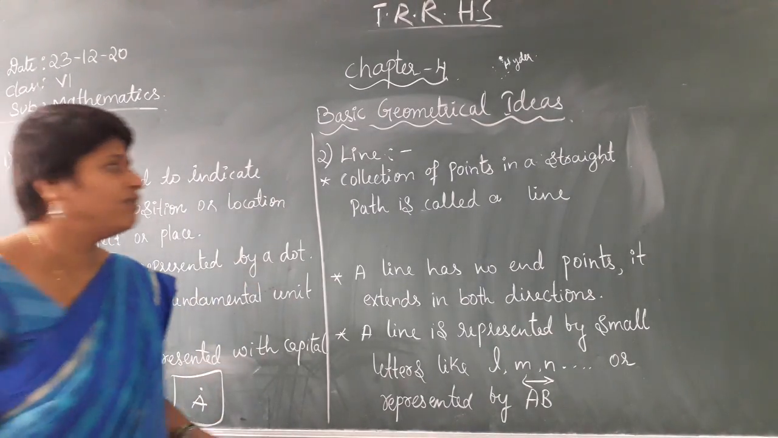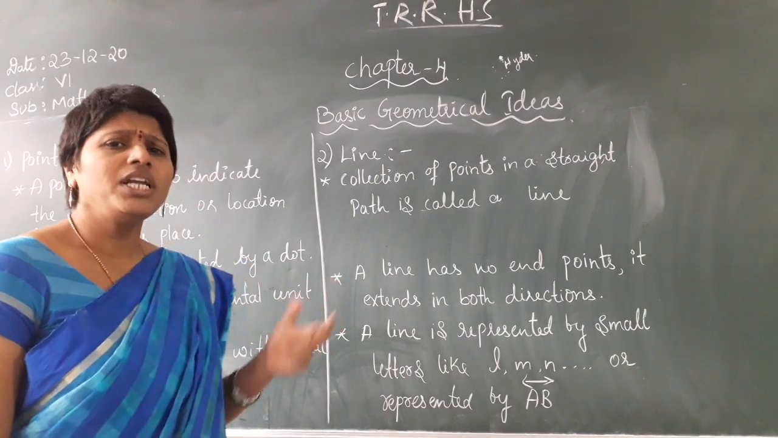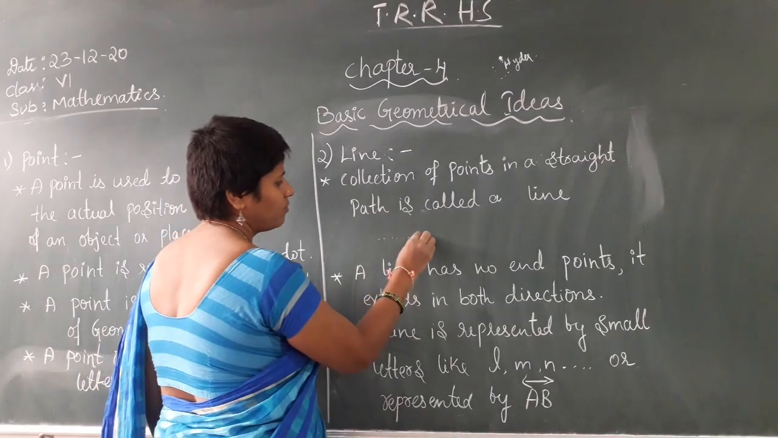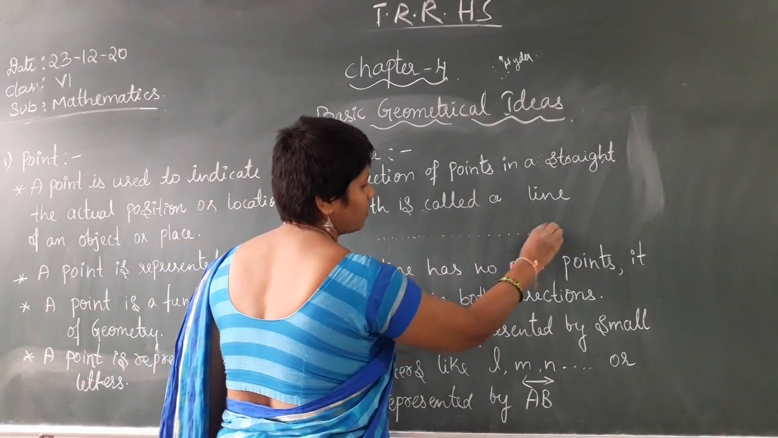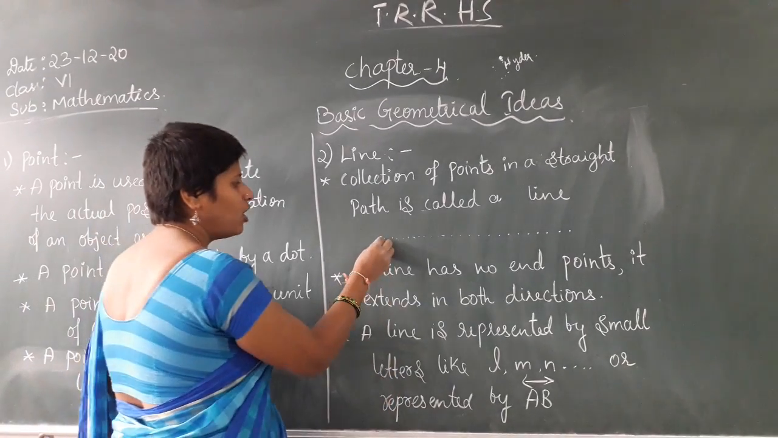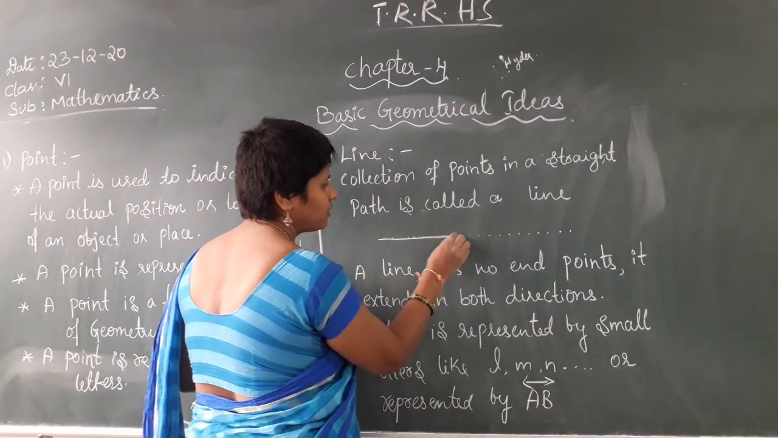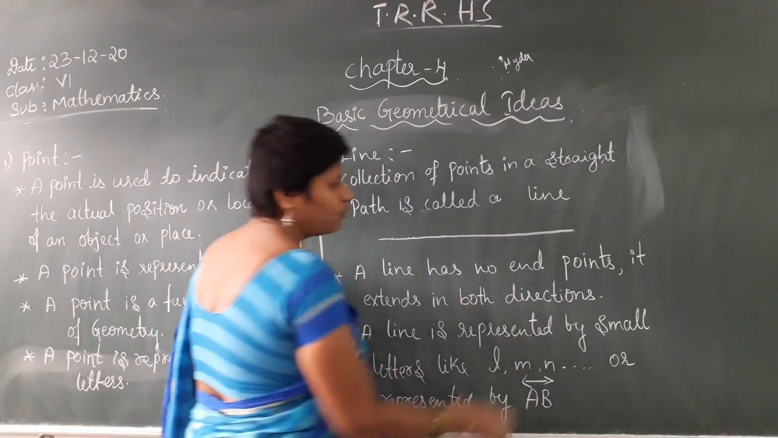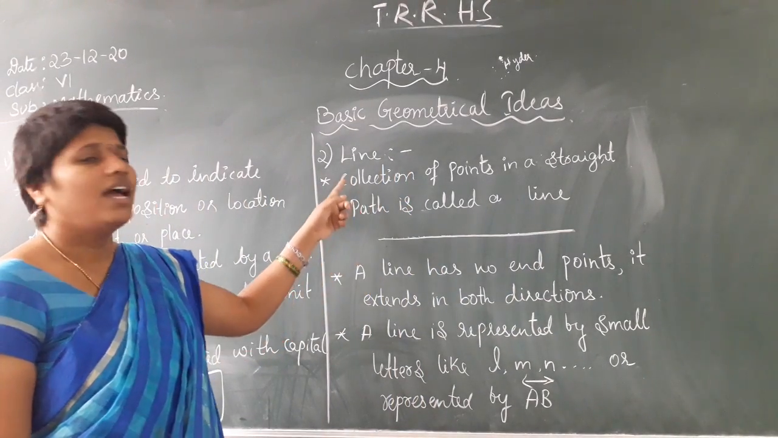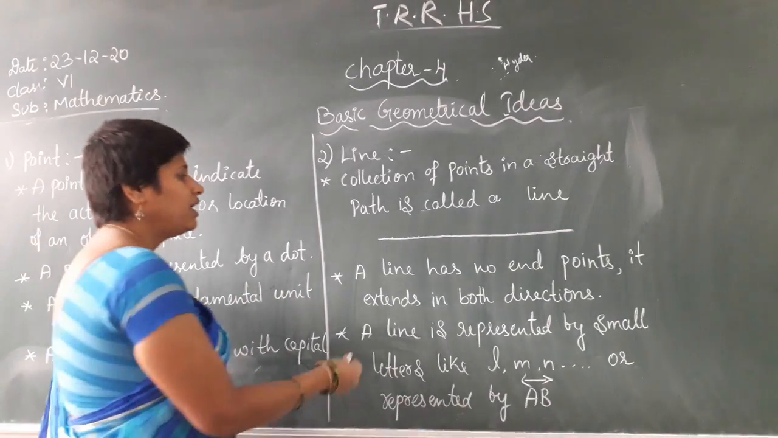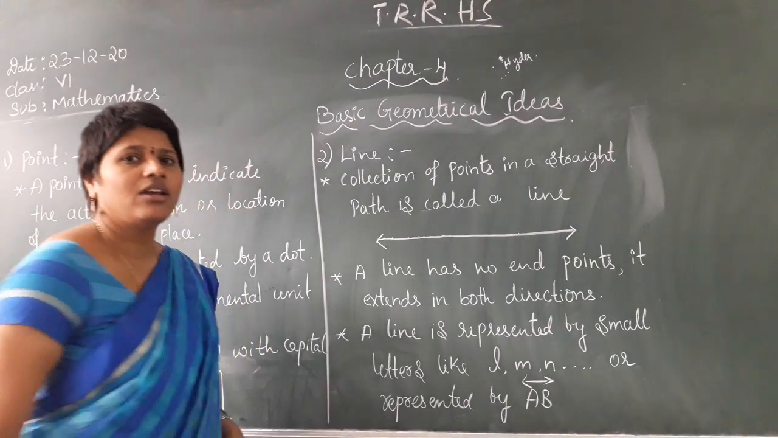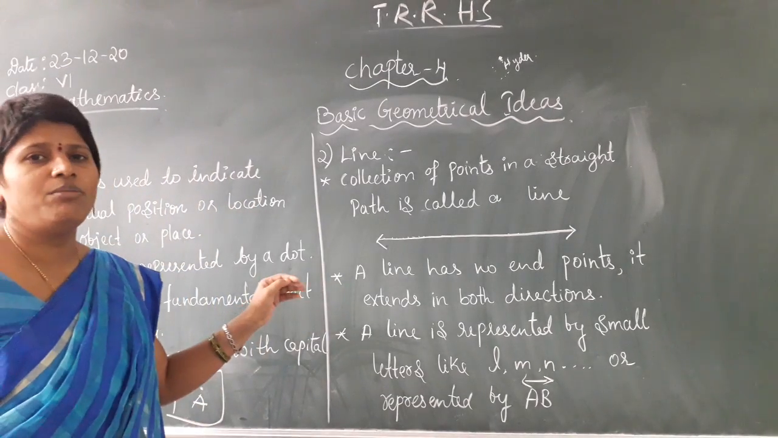Now coming to your second one, a line. What is a line? Suppose here I have taken the dots. These are all dots. Now what I am doing? I am joining these. I have joined all the points. Now it is forming a line. And for a line, on both the sides, arrows will be taken.